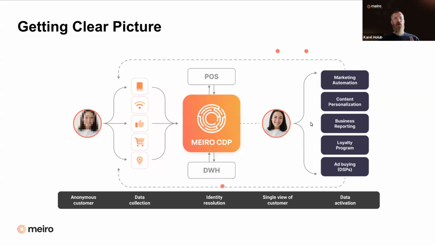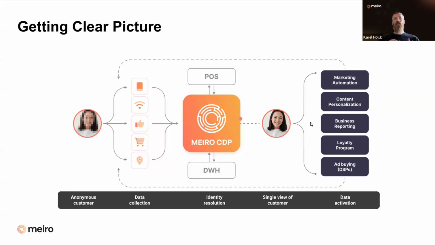We can also get the data from a point of sales system. All those data points would be collected in Meiro CDP. They can be combined with the data from, let's say, a data warehouse or CRM system and so on. And within CDP, the identity resolution process happens. The result of the identity resolution process should really be a single view of a customer.